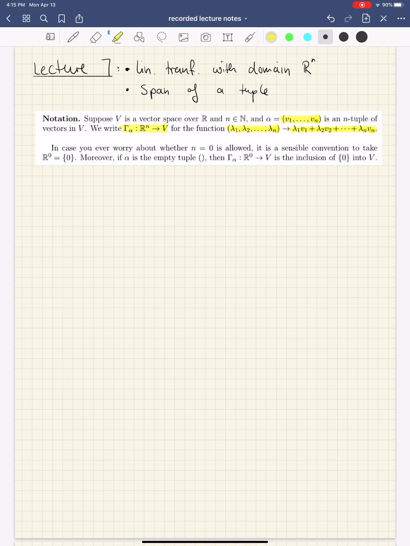Okay, and just as before, sometimes we want to worry about what happens when n is equal to 0, could that be allowed? In this case, if n is equal to 0, then your domain is R to the 0, which can be identified with just the trivial set containing 0, and then alpha can be the empty tuple, and gamma alpha in this case will just be interpreted as the inclusion of 0 into the vector space, where 0 gets mapped to 0.